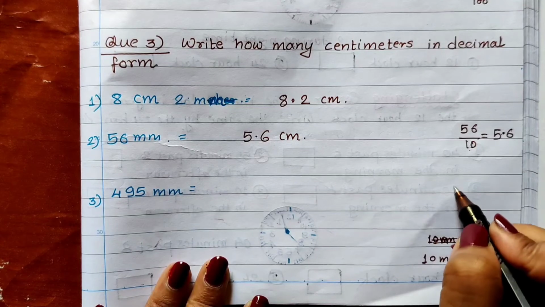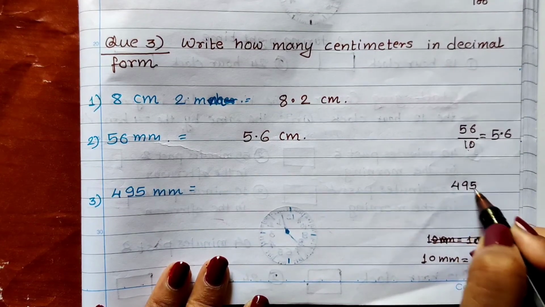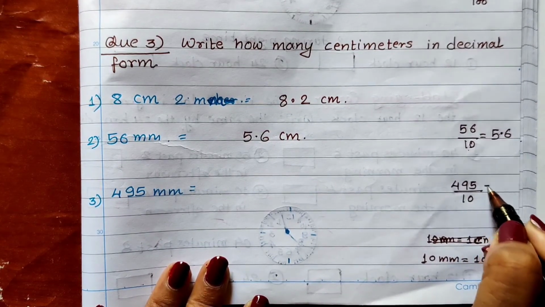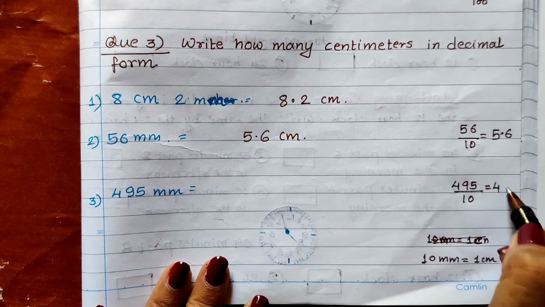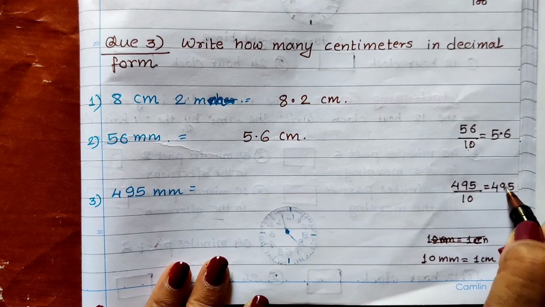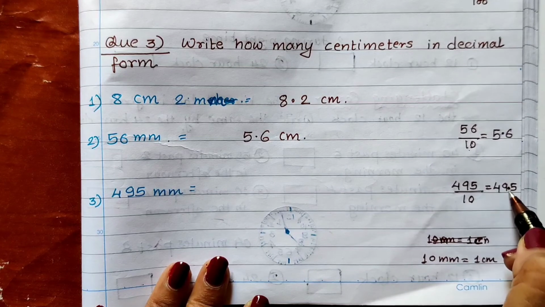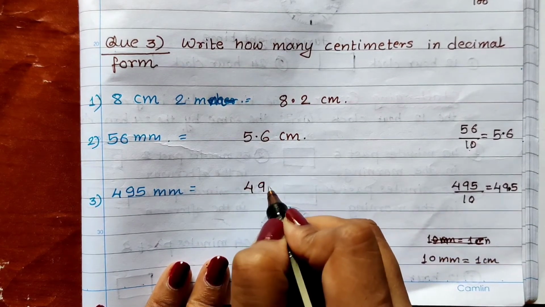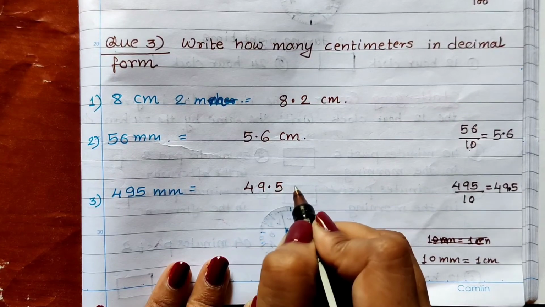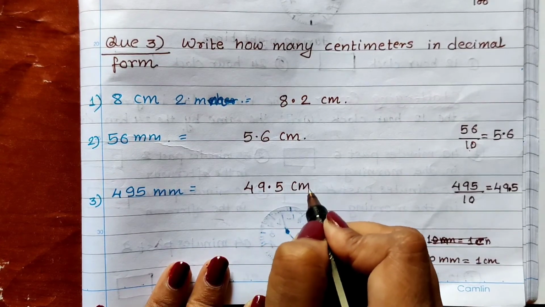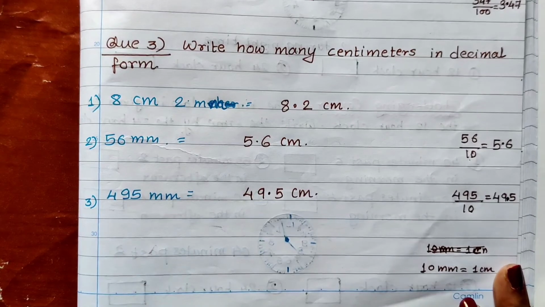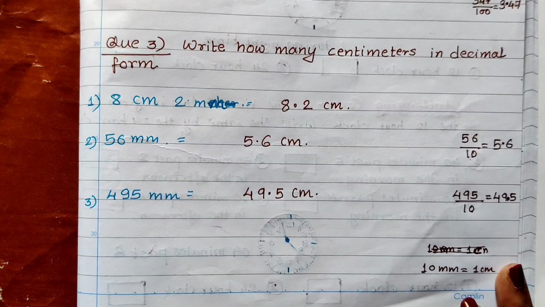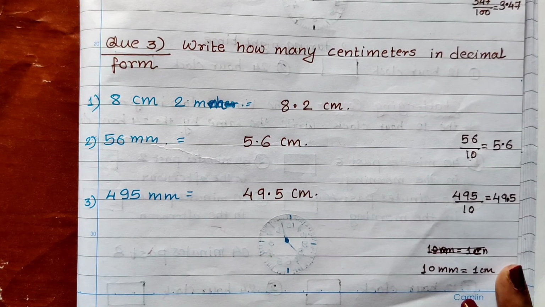495 mm. So what we have to do? 495 divided by 10. So it will be 495. Where to put the point? Here, because 10 is there, so after decimal point one digit should be there. So answer is 49.5 centimeter. So in this way we have completed our activity sheet number 33 from day 33.